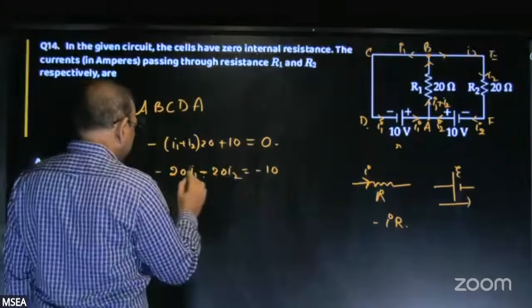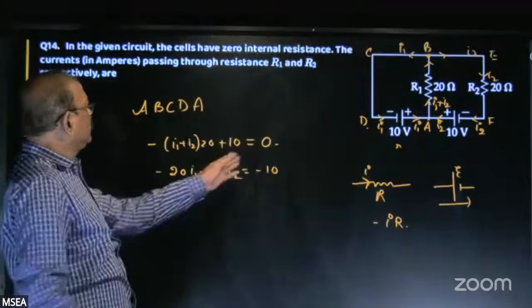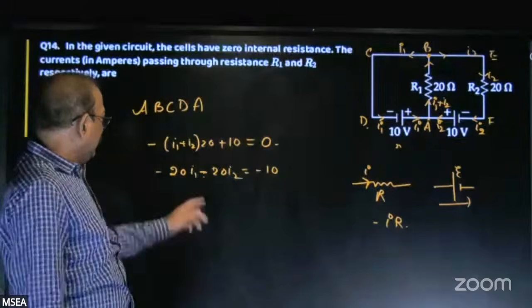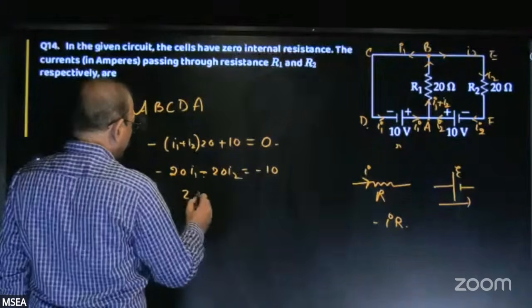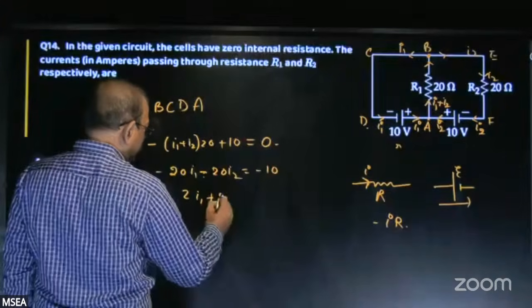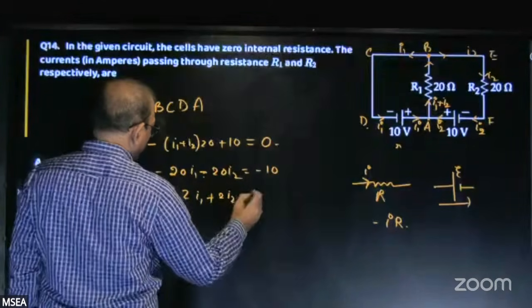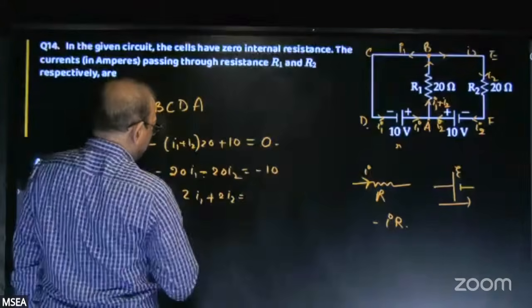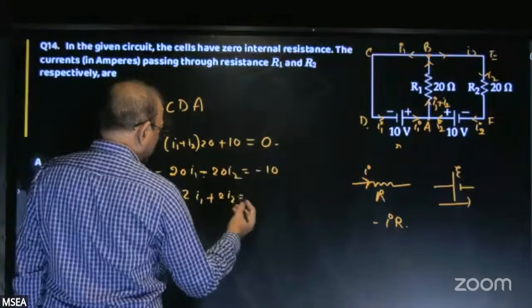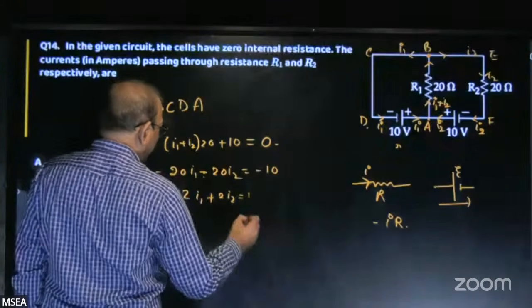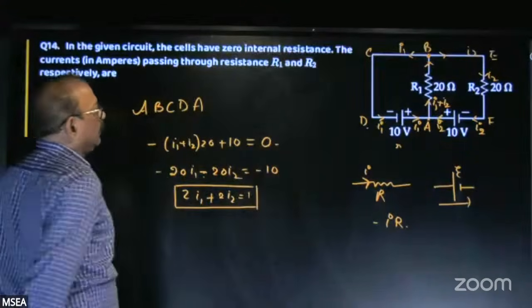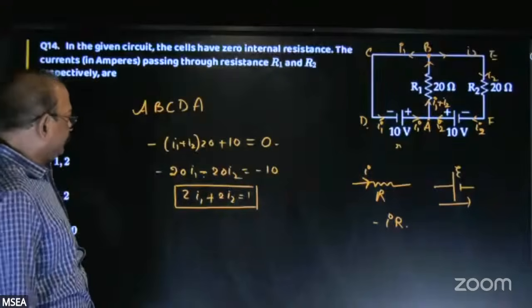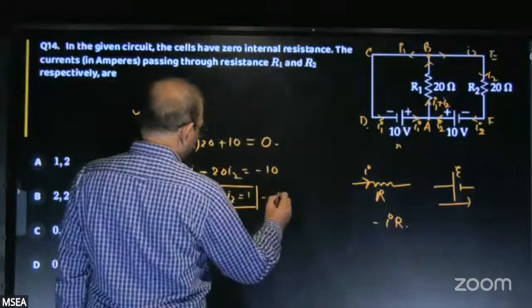Then what will you get? Minus, minus, minus, cancel. The 10s cancel. You will get 2I1 plus 2I2 equal to 1. One equation you got.